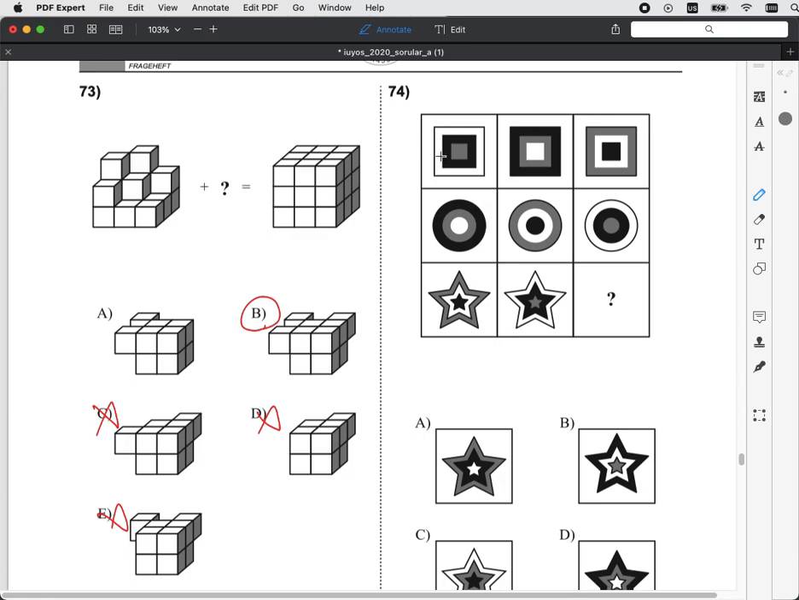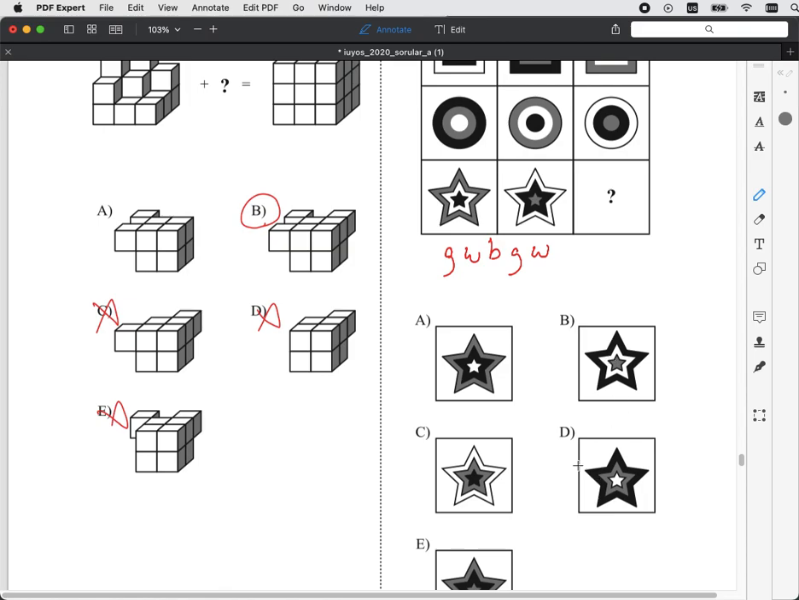Okay, 74. 74 is white, black, gray. Okay, white, black, gray. And then after gray, it should be white, black, gray. See? Then black, gray, white. Black, gray, white. Then gray, white, black. Gray, white, black. Okay, now it is gray, white, black, then white, black, gray, then black. The answer will be black, gray, and white. So black, gray, and white. The answer is D.